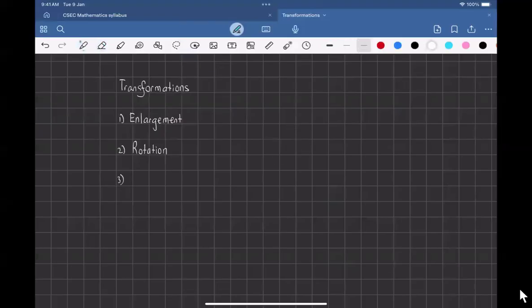So when we're talking about transformations, we're talking about taking an object, which is the original thing, and doing something to it to get the image. All right. So in the meantime, Kiera, could you tell me another type of transformation other than enlargement and rotation? What else could we do with our object?